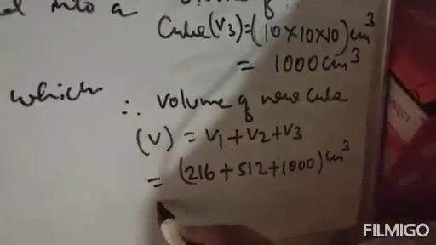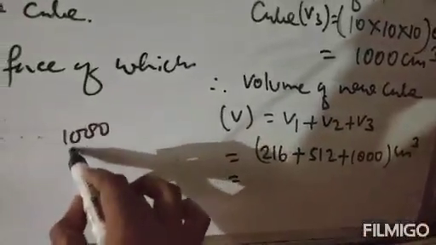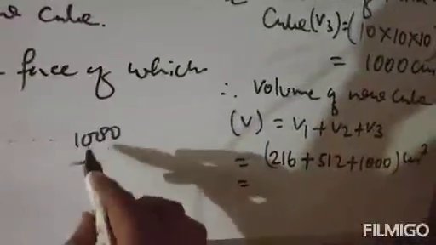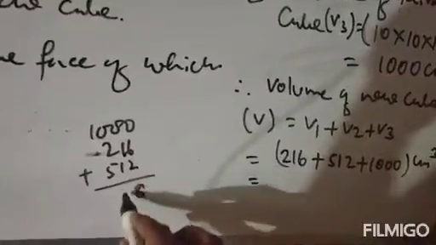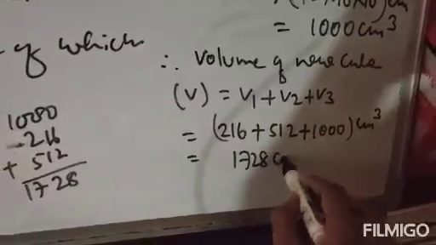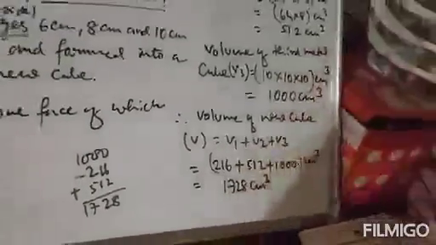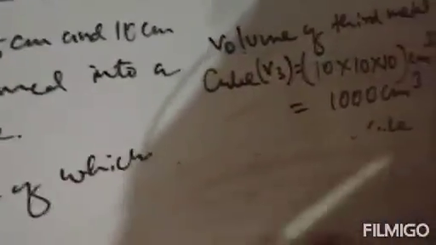Now simply add. So 1000 plus 512 plus 216. In your rough space just add 1000 plus 216 plus 512. So 6 2s are 8, 1 1s are 2, 5 2s are 7, 1. So 1728 centimeter to the power 3. That is the volume of the new cube. Clear? So it's very easy. Last, question number 10, and this worksheet will be complete.